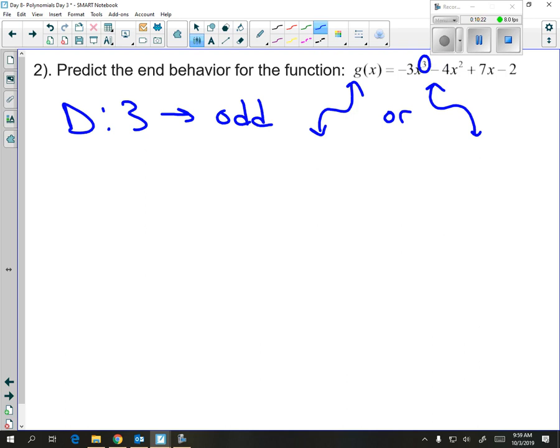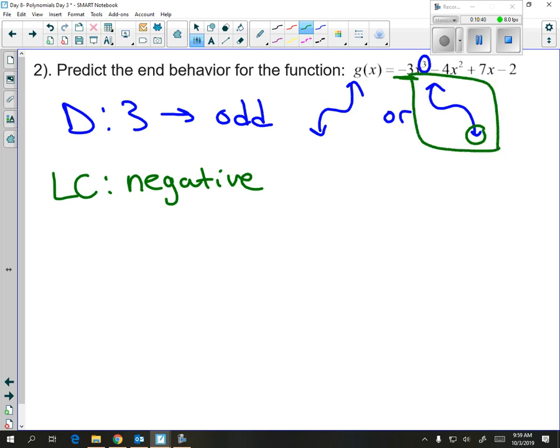Now you're going to look at your leading coefficient, the LC. My leading coefficient is a negative 3. So I'm going to say that this is negative. And that means I'm going to end going down. Now you can use that to write your end behavior.